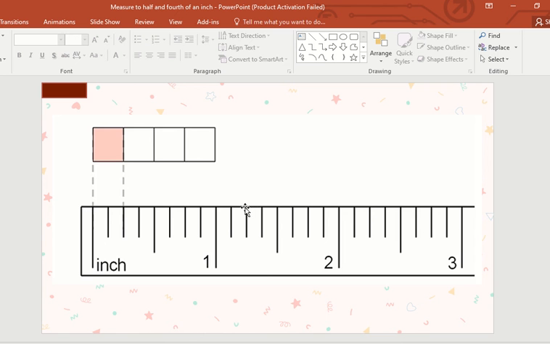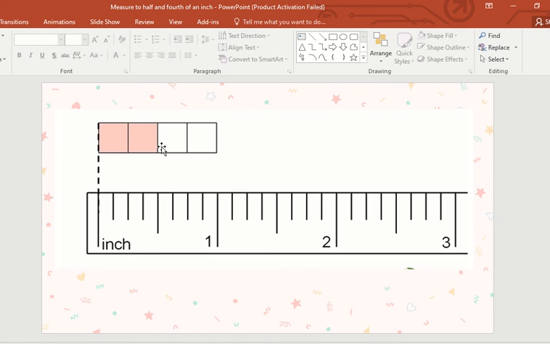Again from here. This line is 1 by 4, 1 by 2, 3 by 4. Good. Again, this line, 1 by 4, 1 by 2, and then 3 by 4. That's great. How much is the length for this colorful box? From 0 to 1 by 4. So the length of this box is 1 by 4.